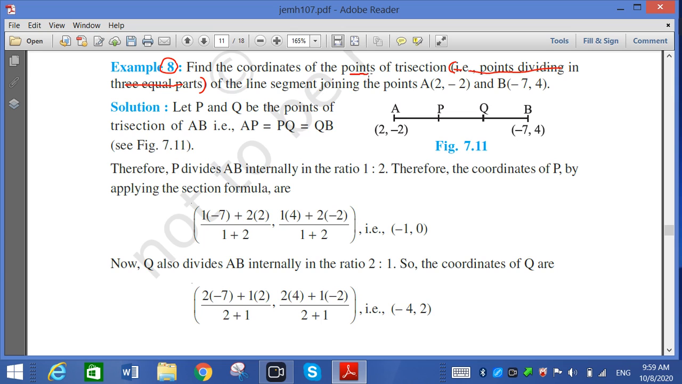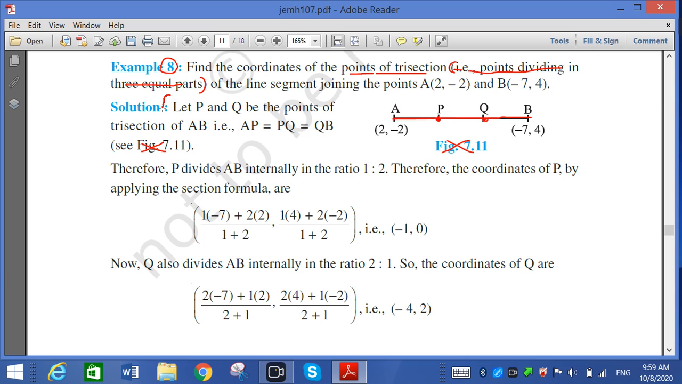Now, trisection: what is the meaning of tri? Tri means three. I have to make three equal parts. So to make three equal parts, what do I have to do? I have to make two points on line segment AB which divide it equally. So let P and Q be the points of trisection of AB, that is AP = PQ = QB. Don't write, see figure 7.1, it is not necessary to describe.